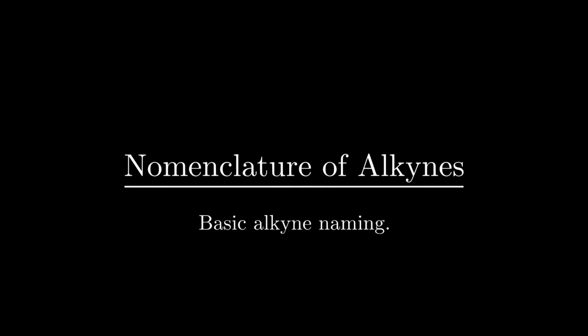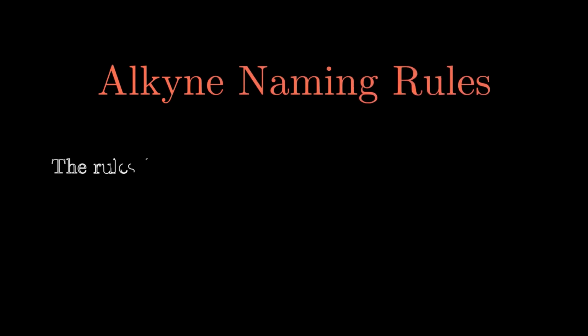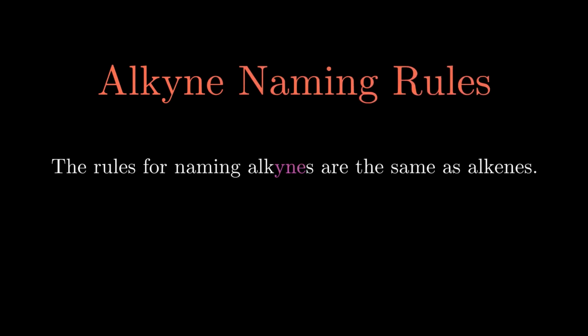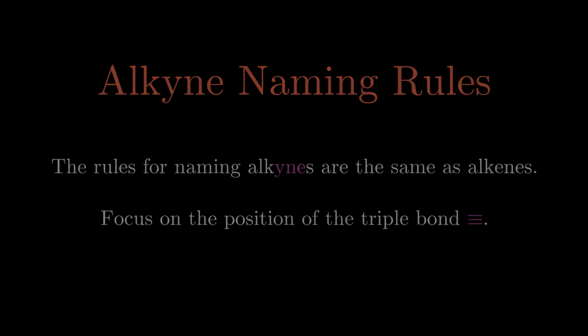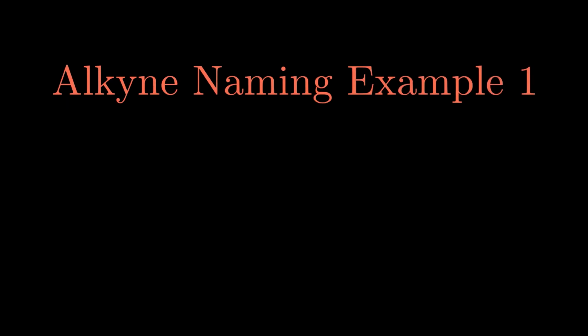When naming the simple alkynes, apply all of the rules you know for the alkenes. What has changed is that "ene" is now "yne", and our functional group is not a double bond, but the triple bond. Because of the similarities, check out the nomenclature of alkenes part 1 before continuing.